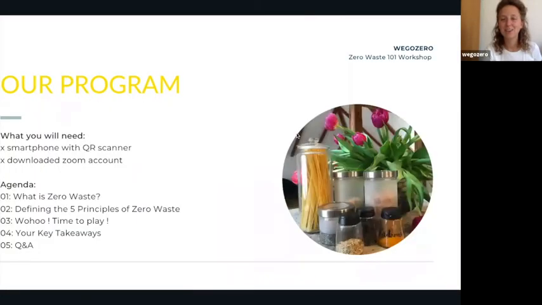And shortly, our program for today. So what you will need for the Zero Waste 101 workshop is a smartphone with a QR scanner. If you don't have one, just raise your hand and let me know. I'll send you the links as well. And a Zoom account, which you already managed.